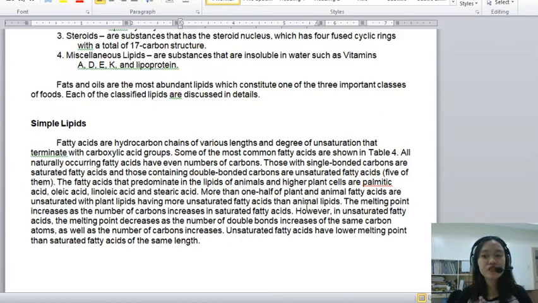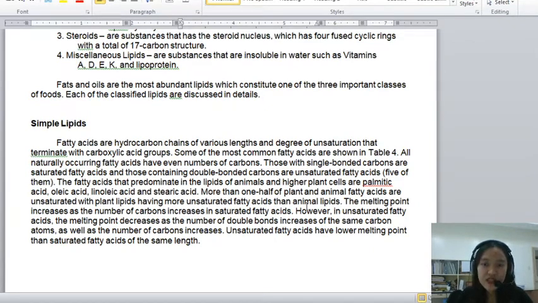However, pagdating sa unsaturated fatty acids, baliktad na, opposite relationship. So meaning, in unsaturated fatty acids, the melting point decreases as the number of double bonds increases for the same carbon atoms. Kapag mas dumadami yung number ng double bonds present sa structure ng unsaturated fatty acids, mas bumababa yung melting point niya. Okay? So, yan yung pinagkaiba ng unsaturated and saturated fatty acids.